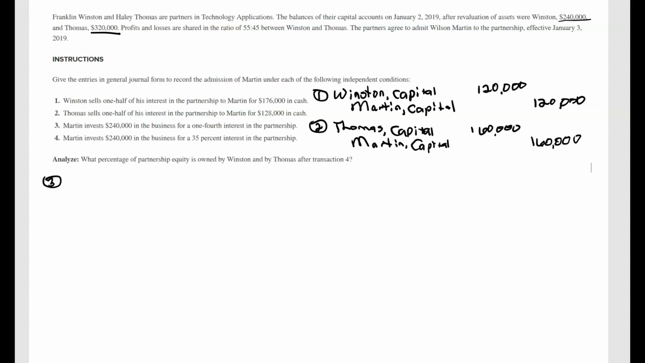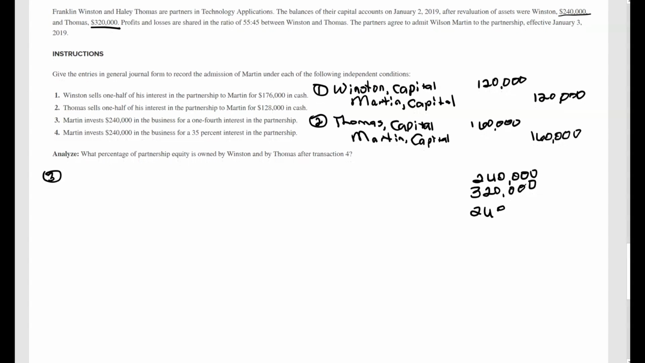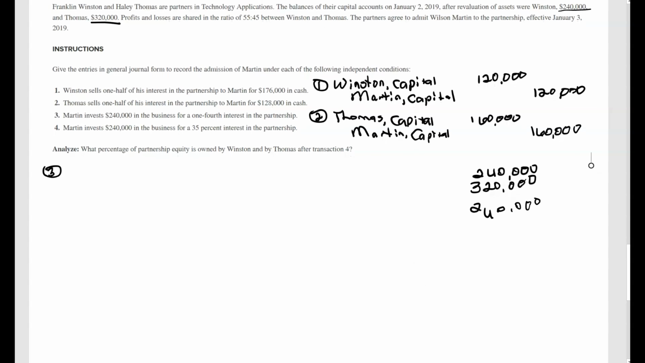Okay, so back to the original scenario. Winston has 240,000. Thomas has 320. And Martin is investing 240. You add that up, you get $800,000. This is how much is now in the partnership. And Martin is getting 1/4 of that. So if you divide that by 1/4, that's 200,000.